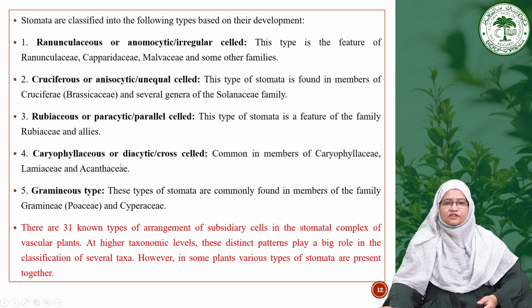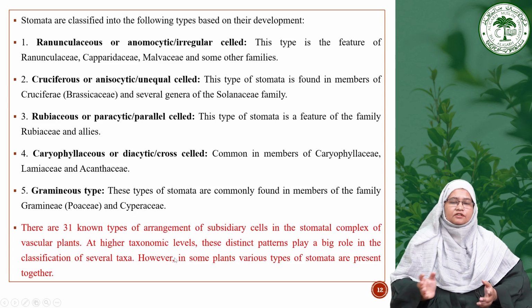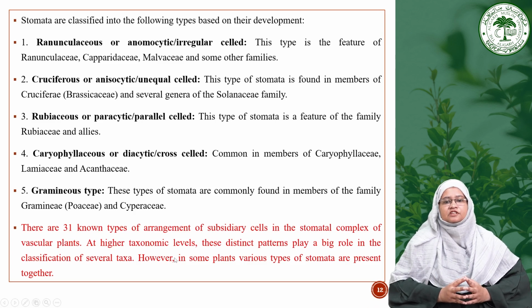Then caryophyllaceous or diacytic, that is a cross cell. It is common in the members of Caryophyllaceae, Lamiaceae and Acanthaceae. And then the graminaceous type; this type of stomata is commonly found in the members of Poaceae and Cyperaceae, as we have already seen in our previous slides. So there are around 31 known types of arrangement of subsidiary cells in the stomatal complex of vascular plants.